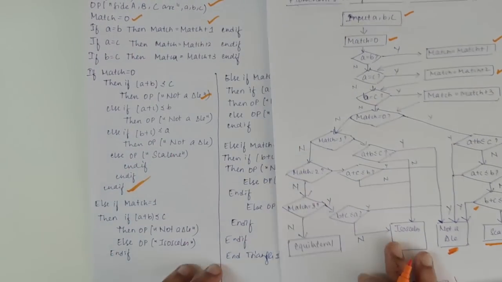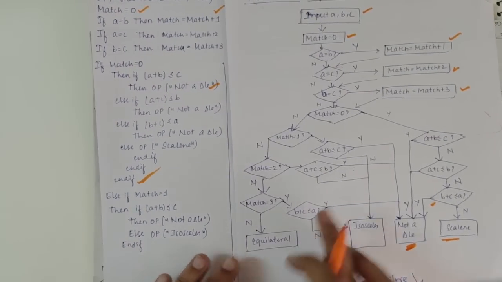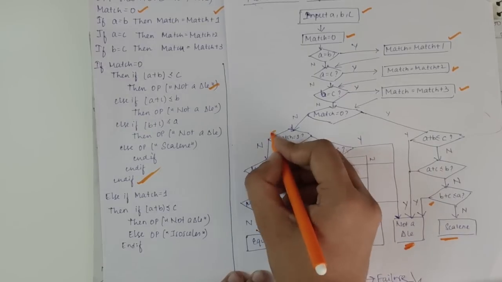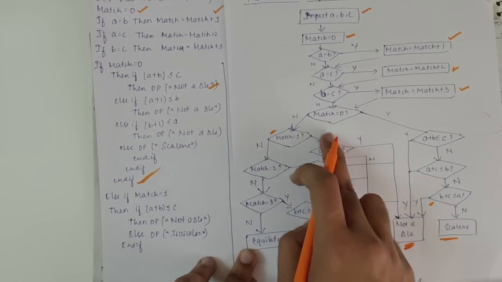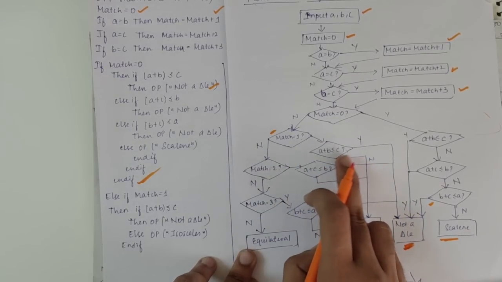Now I'll take match is equal to 1. When I take match is equal to 1, I'll come on this side. Match is equal to 1 here. If A plus B is less than or equal to C, I came here.